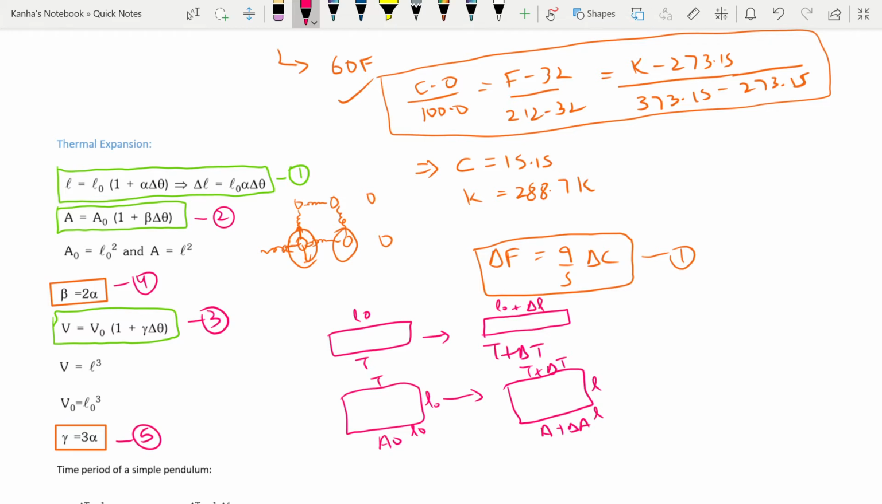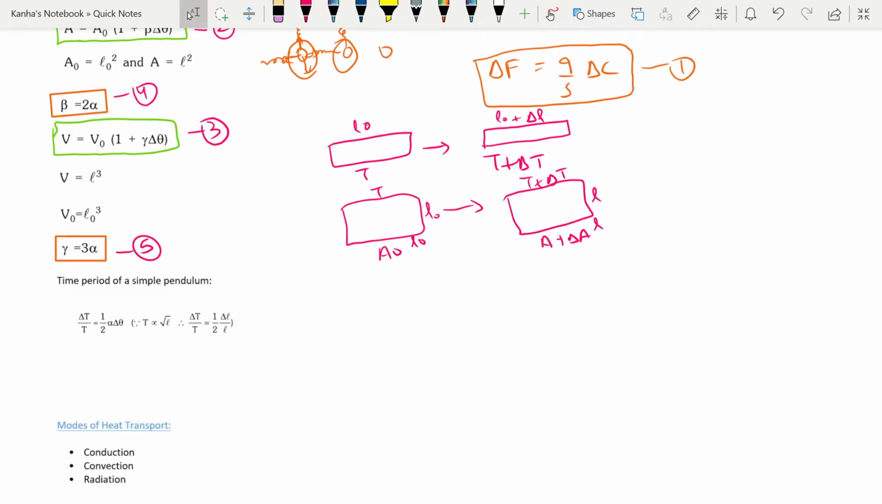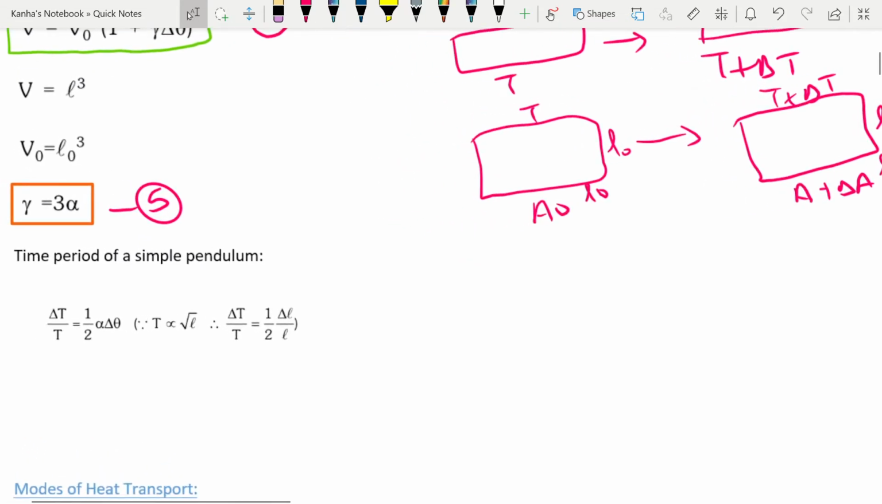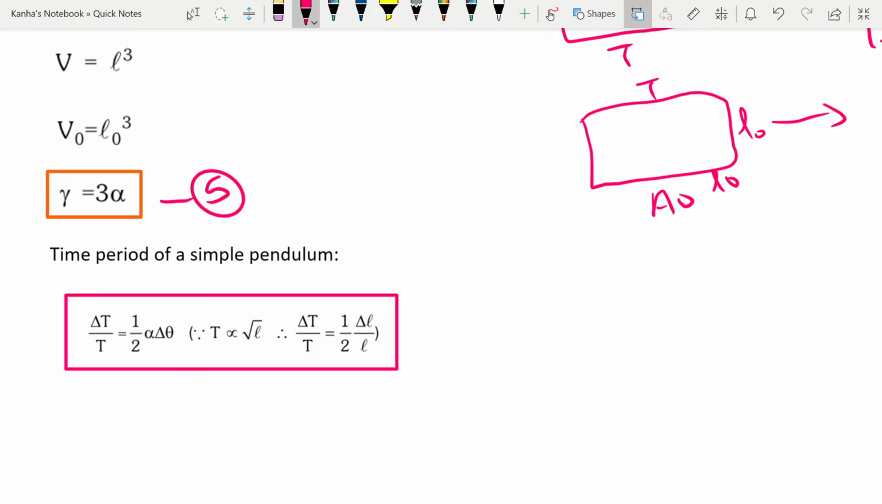One application of this is the time period of a simple pendulum. So what happens here, if you take a pendulum clock, and we say that it keeps proper time at a temperature theta. I'll just zoom into this and try to mark this equation. This is equation number 6 that you should remember. So what this says is, let the pendulum clock keep proper time at a temperature theta. Theta means proper time.